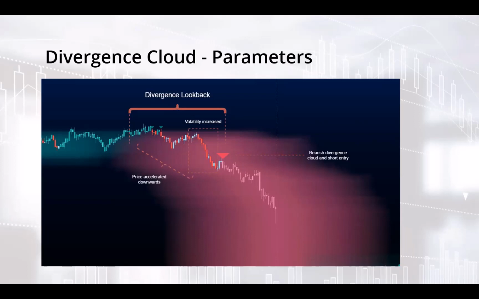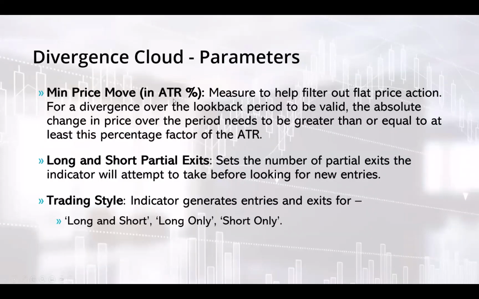And we've introduced a parameter for this, which is called min price move in ATR percent, which is a parameter that requires price to move at least this much in ATR, so that an entry signal can be generated and we have a bullish or bearish divergence. If price didn't move enough, price action was too flat, we don't want to have a signal. And how much price needs to move can be adjusted with this parameter.